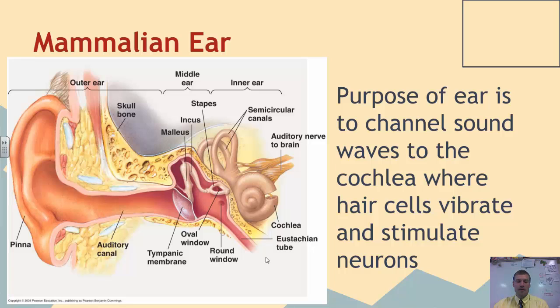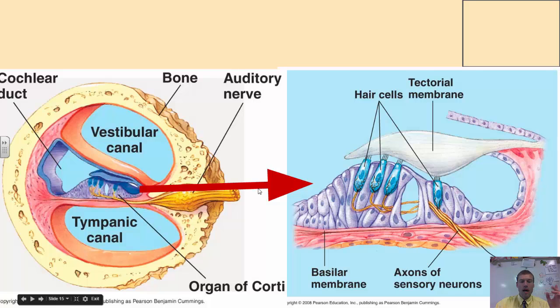The mammalian ear is obviously much more complex, and basically its whole purpose is to channel sound waves to the cochlea, which is where the hair cells are going to vibrate and stimulate neurons. So sound waves come in here, they hit the tympanic membrane, that then translates the sound into the cochlea through a couple of other steps. Once it is inside the cochlea, it kind of spirals around in here, and as it goes, it is activating different nerves.